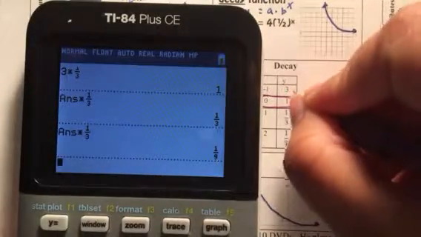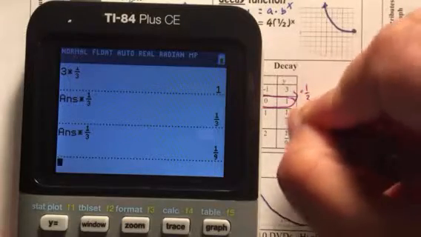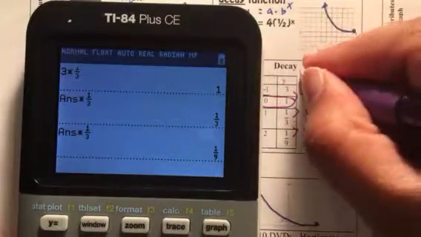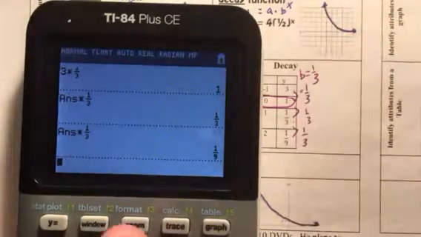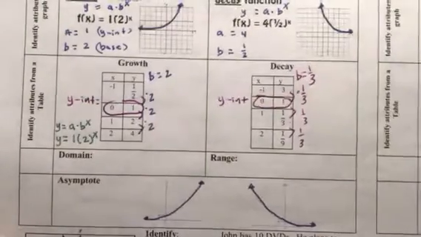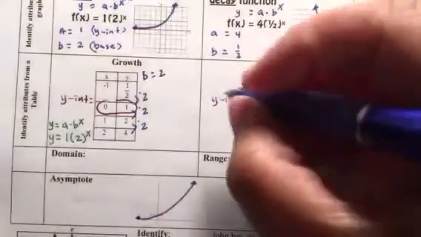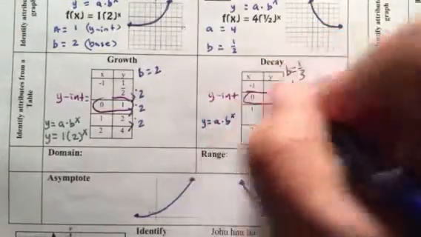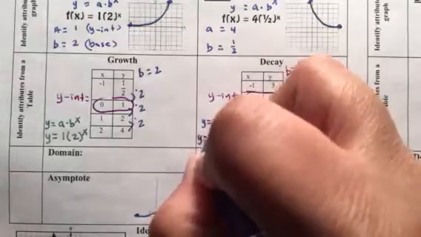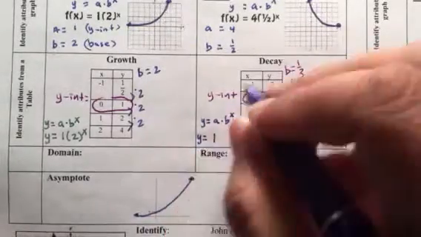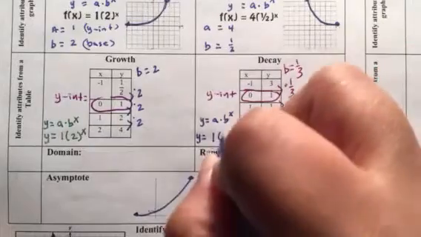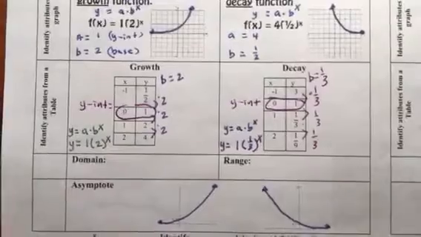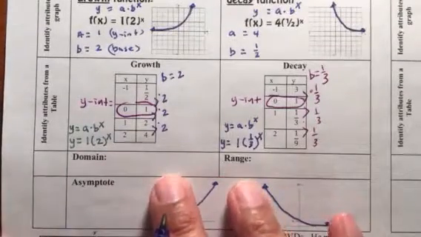So how is this changing? It's multiplying by 1/3. So what does that mean? That means that the b is 1/3. So if I write that equation, again, y equals a times b to the x power, that means that y is equal to our y-intercept, which is 1, times b, which is 1/3 to the x power. And we'll go over this in more detail tomorrow.